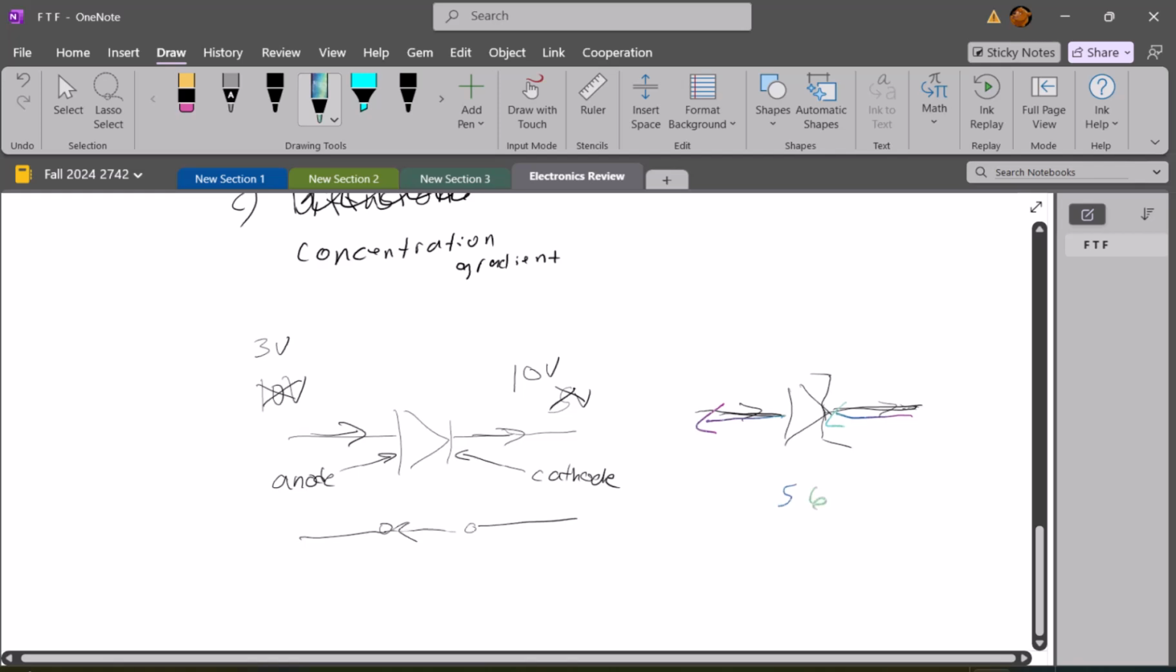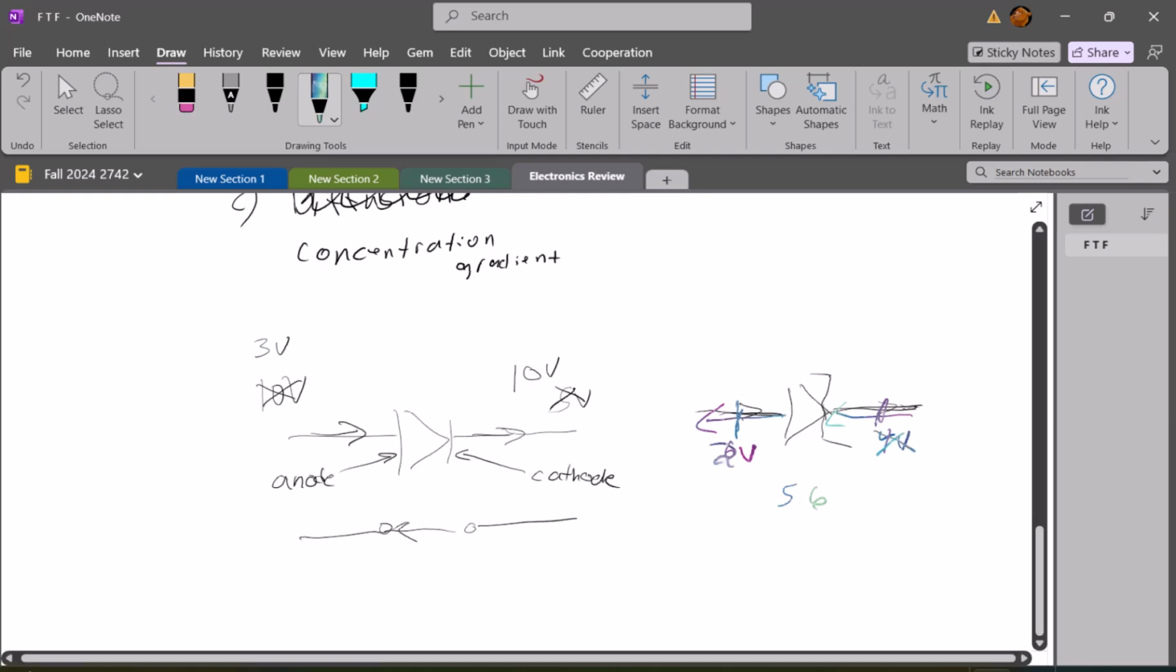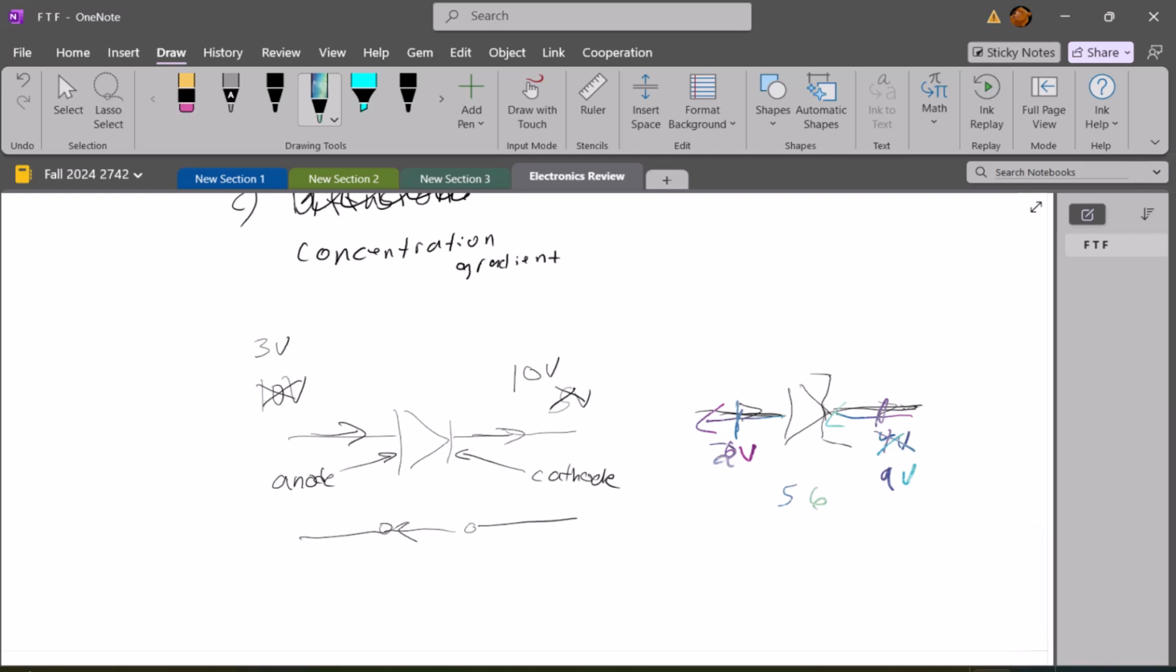If you have a voltage difference from this side to this side, like let's say this is 4 volts and this is 2 volts, you're not going to have any current flow. But if you have 9 volts on this side, and the voltage difference gets big enough, then you'll have breakdown, and the Zener diode is designed to keep a voltage in the other direction.